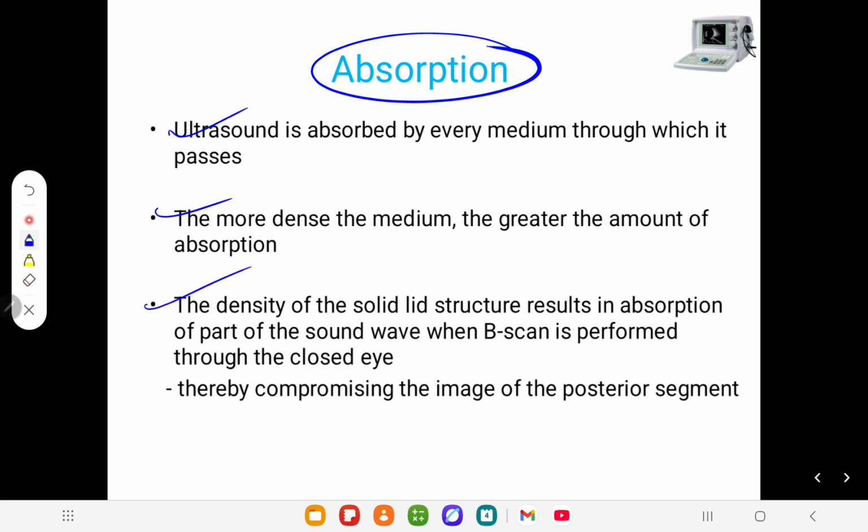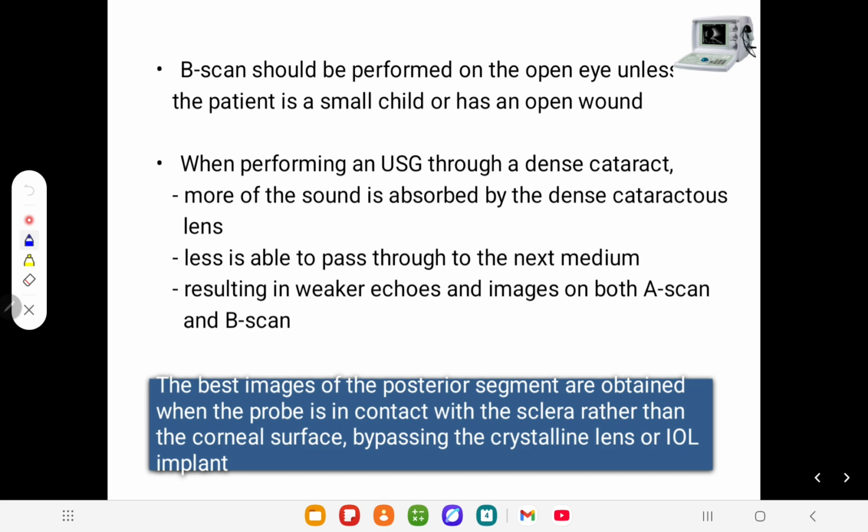The density of the solid lid structure results in absorption of part of the sound when B scan is performed through the closed eye. If we close the eye and perform B scan, the lid will definitely absorb sound, thereby compromising the image of the posterior segment. It's very important because much of the sound is absorbed by the lid, so it won't reach the retina in that amount, unlike when the lid is open and we send the sound through the sclera. So that's the point.